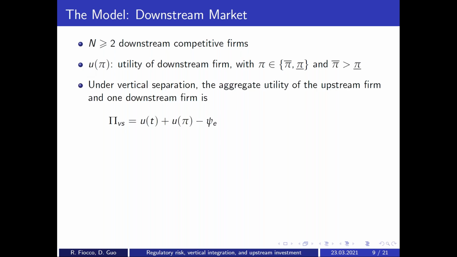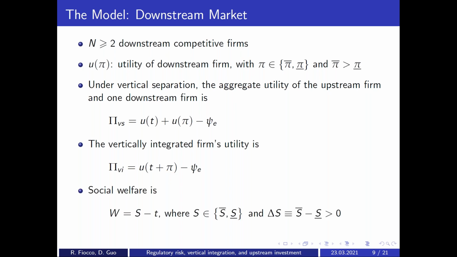The upstream firm may decide to vertically integrate with one downstream firm. If they do not integrate, which means under vertical separation, then the aggregate utility is the sum of the utility of these two firms. And under vertical integration, the new firm receives the transfer T still from the upstream regulated activities and pi payoff from the downstream competitive activities.